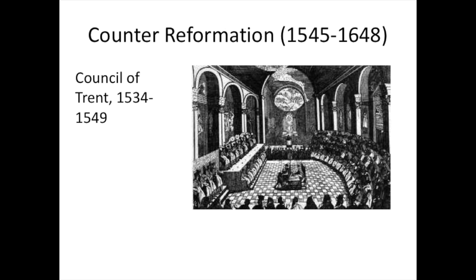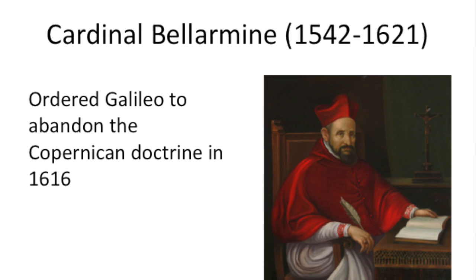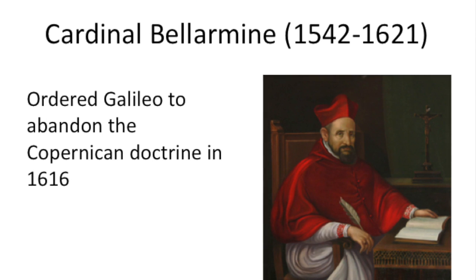Then we get the Counter-Reformation, 1545-1648. So during this period, the church is very actively engaged in trying to prevent any more large groups of people from leaving the church, as did so many Germans and so many English. And so we get the Council of Trent, 1534 to 1549, and they establish what is the official Bible and a variety of other things to try and keep order in the church. And then this Bellarmine, his nickname was the Hammer of God. And so he was the one who ordered Galileo to abandon the Copernican doctrine in 1616.